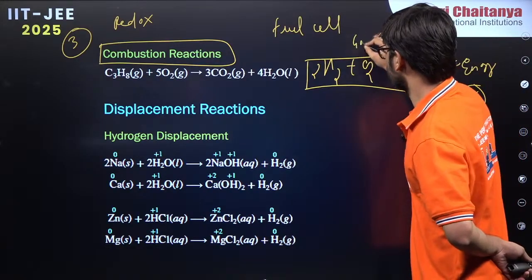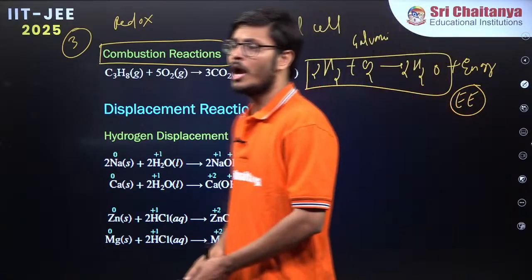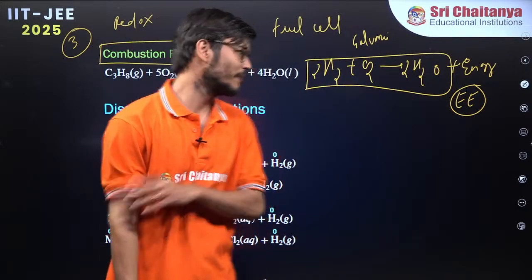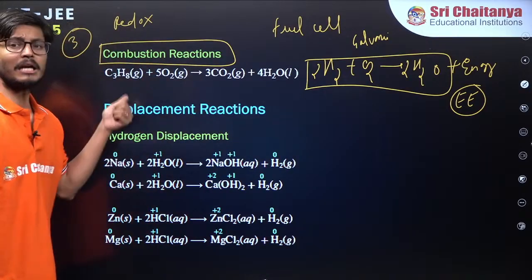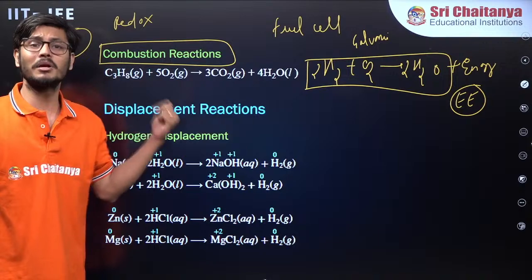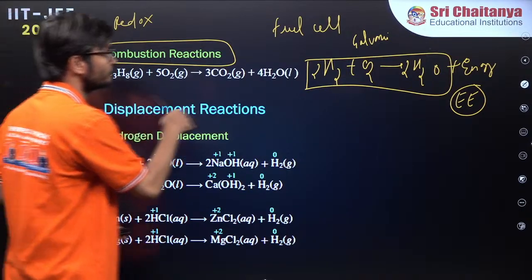So basically this is a galvanic cell. Fuel cell is a galvanic cell. So, combustion reaction, it's very interesting. I'll tell you something about it. Before that, let us go to the reaction. Any combustion reaction is a redox reaction. Let us see. Look at this reaction.